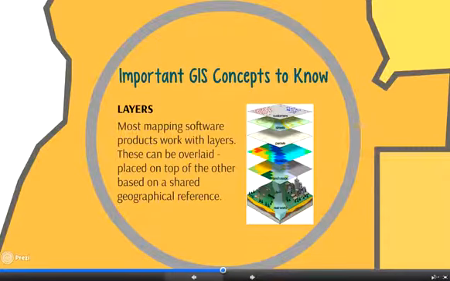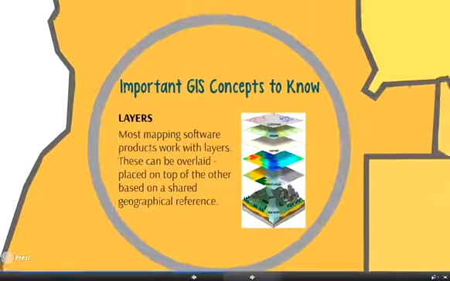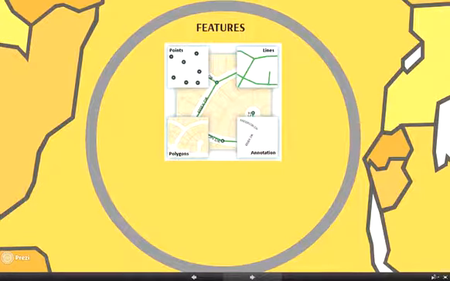There are important GIS concepts that we need to know before we can start mapping. One of them is layers. GIS works with layers. Think about tracing paper that you put on top of each other and it conveys different information. Or like the parts of a sandwich. Each has a different function, but together they can help us show the whole picture of the map that we're trying to convey.